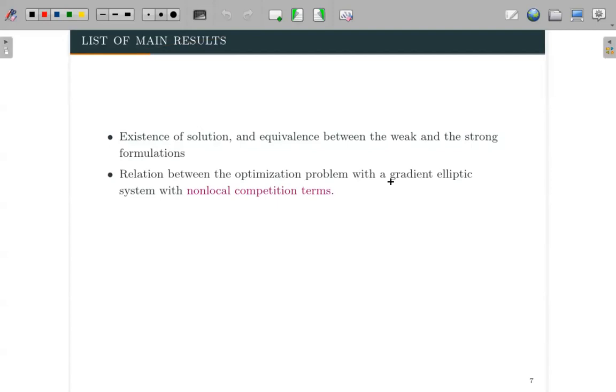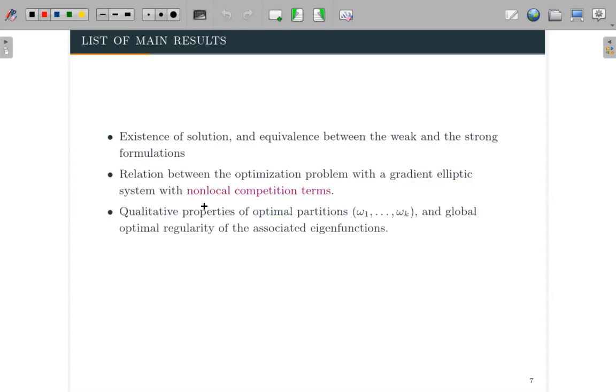Then I will speak a little bit about its relation with the elliptic systems, okay? Where you can think about something which is competing in a non-local way. Imagine I have a particle here and it influences, it's competing with something which is in a neighborhood of radius R. Then I will do some regularity theory.